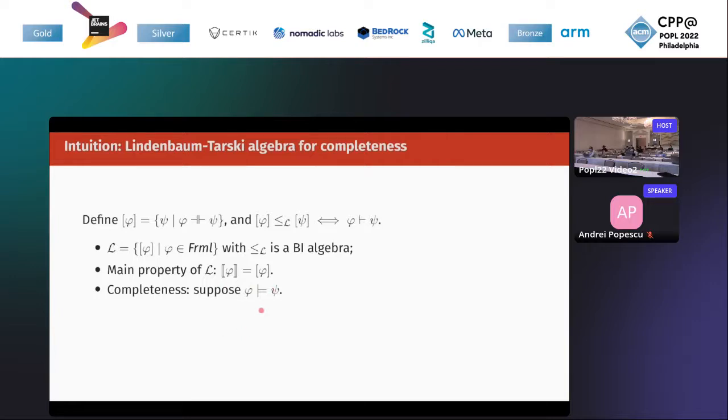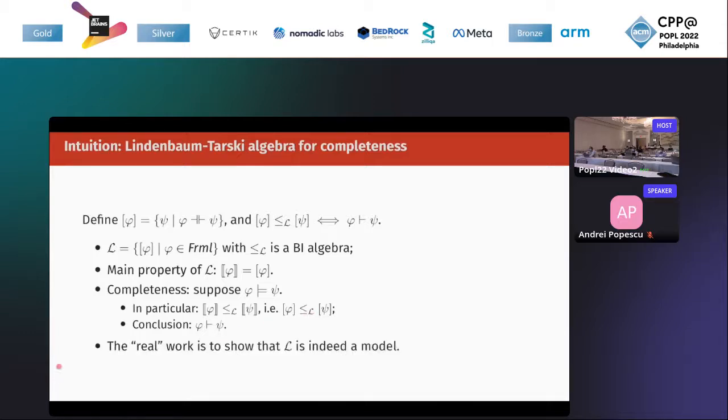Now, this model allows us to prove completeness. If phi implies psi holds in all the models, then in particular, the interpretation of phi is going to be below the interpretation of psi in this model L. This in turn means that phi proves psi, and this concludes the completeness proof. As you can see, the real work here is to show that L is indeed a model and that it has this particular property about its interpretation.